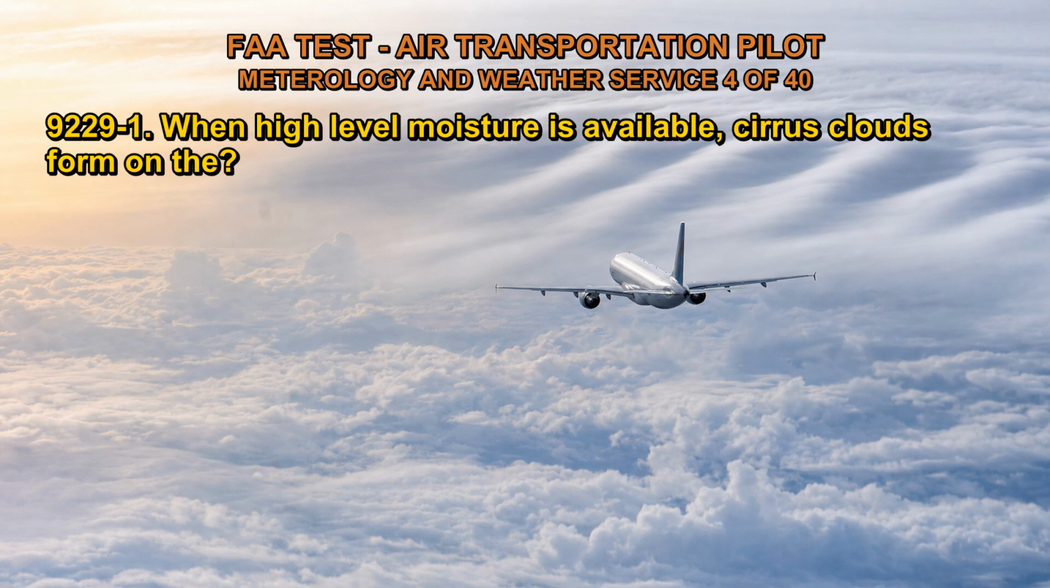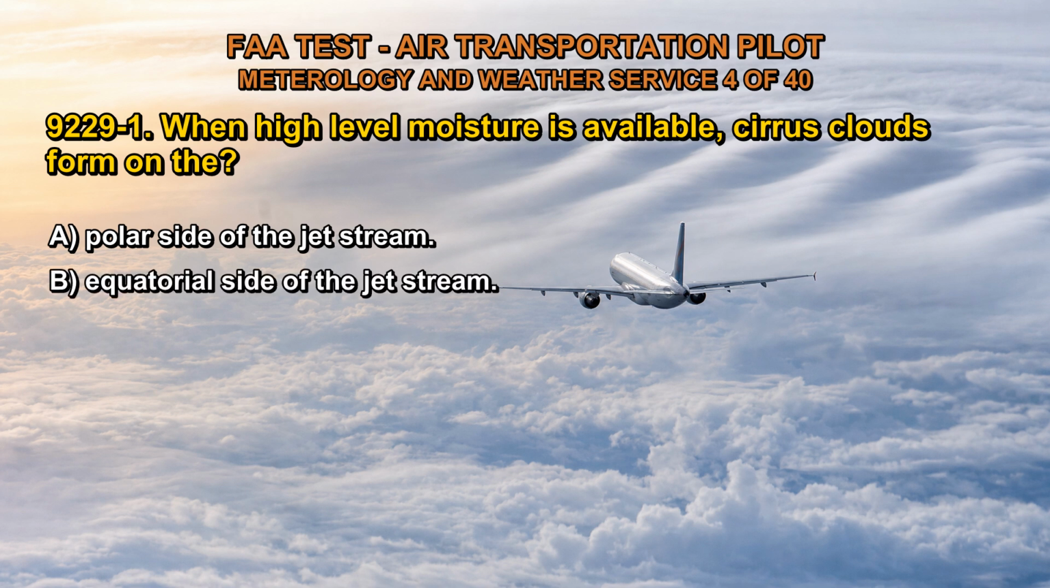9229-1. When high-level moisture is available, cirrus clouds form on the: A. Polar side of the jet stream. B. Equatorial side of the jet stream. C. Acute angle side of the jet stream.